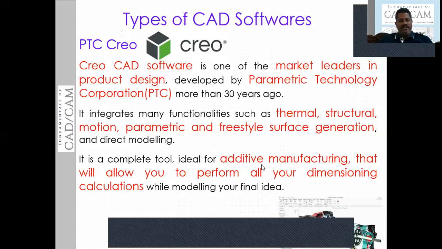Additive manufacturing means the objects are created from the 3D model. Whenever you create an object using a 3D CAD model, it is called additive manufacturing. It can also be termed 3D printing. 3D printing and additive manufacturing are almost similar. In both cases, the components or objects are manufactured from the CAD model.